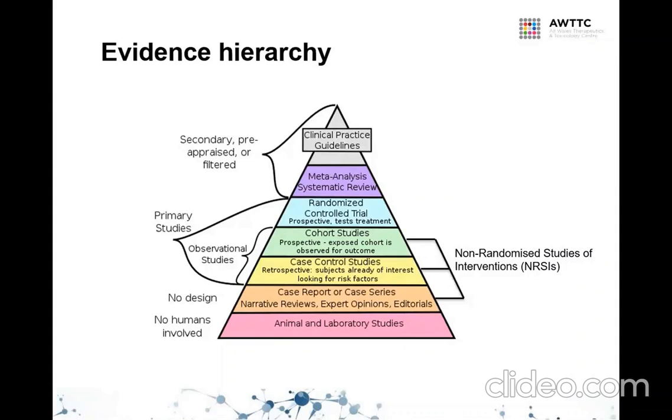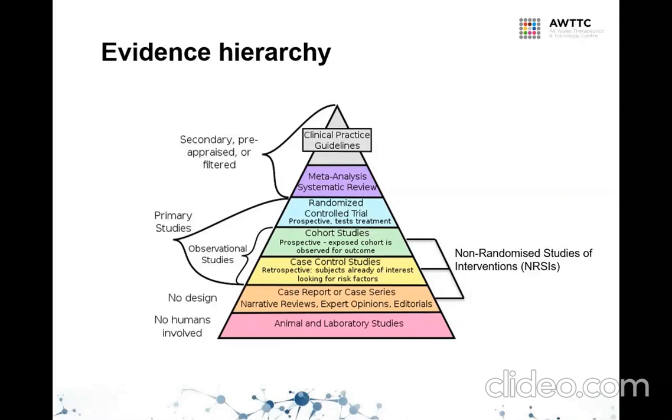Or they can be prospective, so they'll identify the two groups of interest, and then we'll follow them forwards to see what ends up happening to them. So an example of this might be a single arm phase 2 study. And then finally, at the top of the primary studies, there are randomized controlled trials.